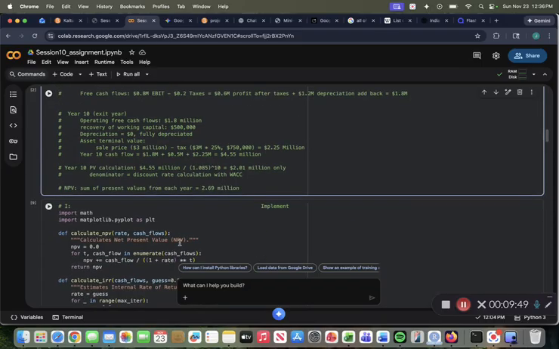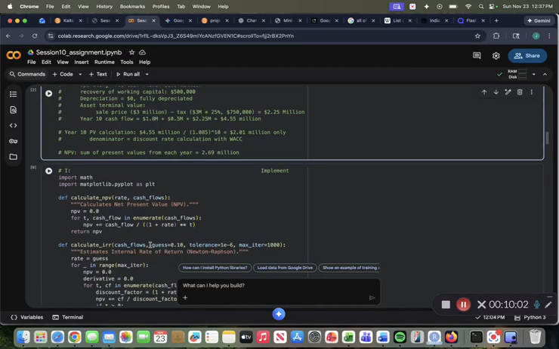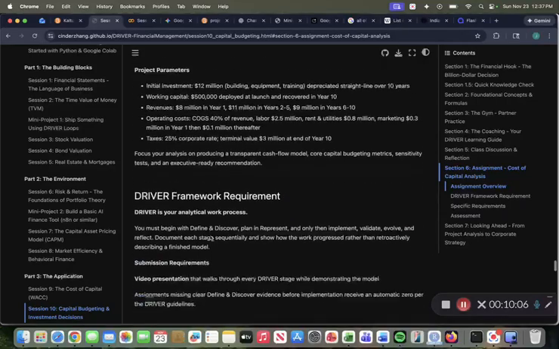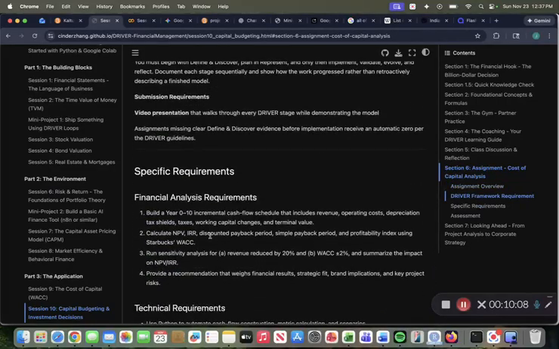So now we move down to the implement stage, where we can actually apply all this information, or have Gemini help us create these calculations automatically. What else did we make calculations for? The discounted payback period, simple payback period, profitability index, and then the sensitivity analysis for the reduced revenue and the WACC, as well as helping to create our recommendation.